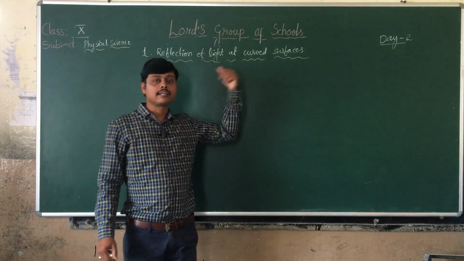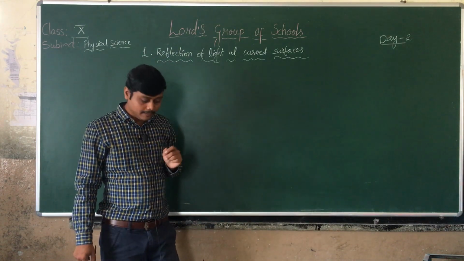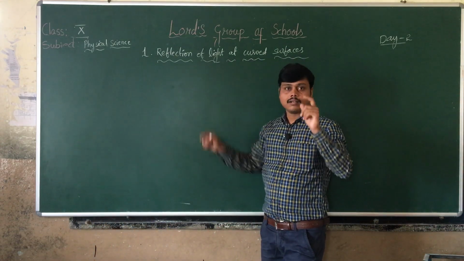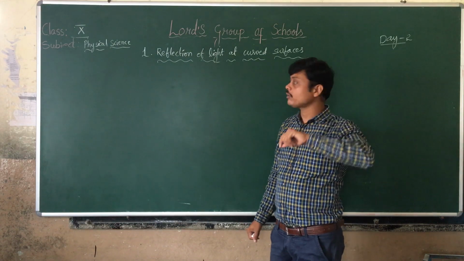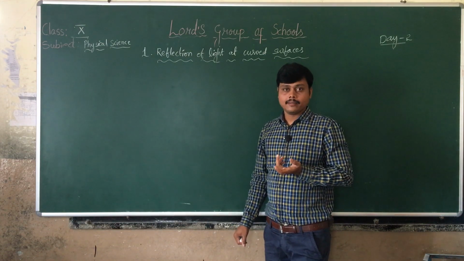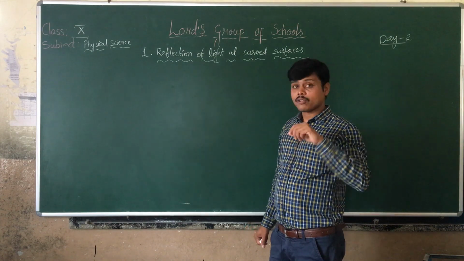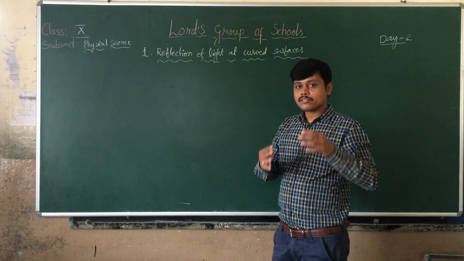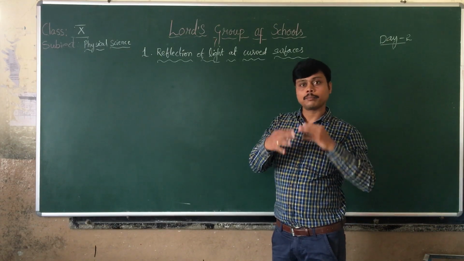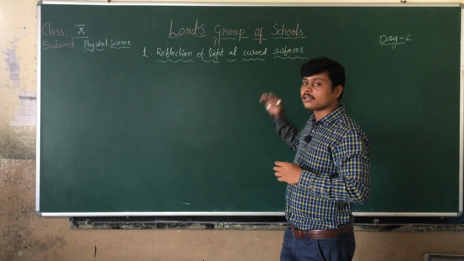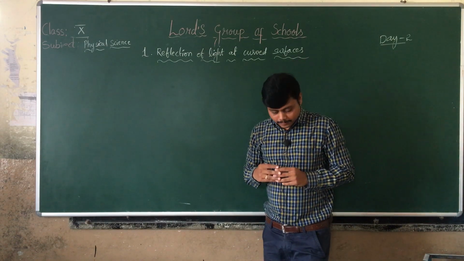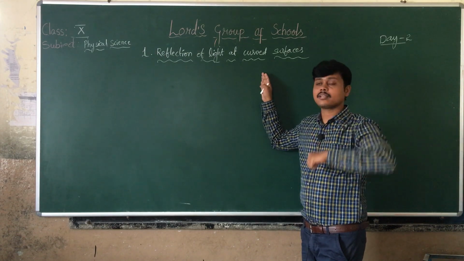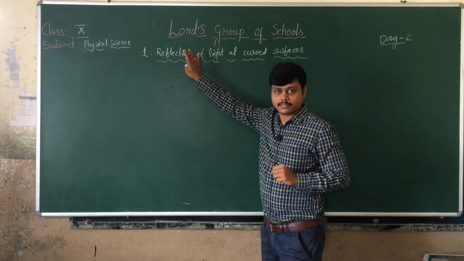In the day 1 class we completed our introduction of reflection of light at curved surfaces, and mainly we focused on the topic of reflection on plane surface. We defined what is meant by reflection, and we discussed the laws of reflection. And we concluded that laws of reflection are valid for both plane surfaces as well as curved surfaces. In the day 1 class, we completely focused on the introduction part of reflection.